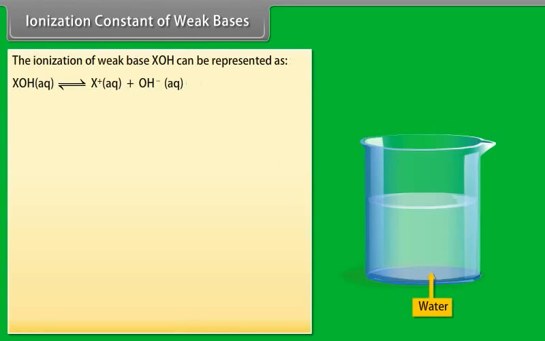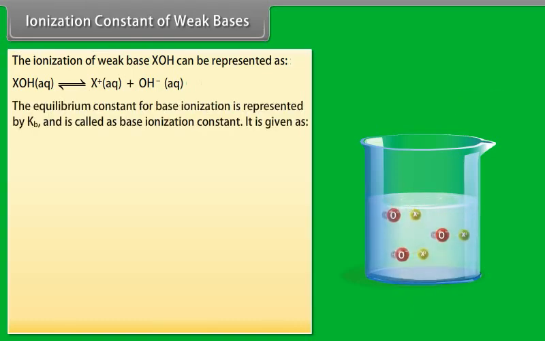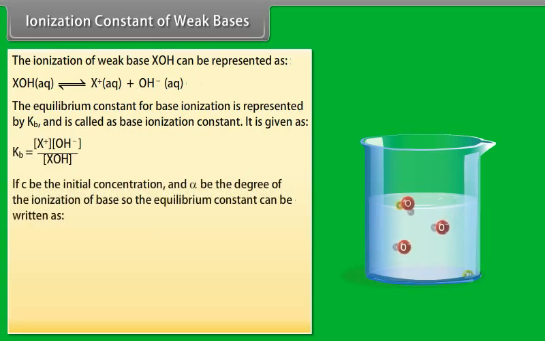Ionization constant of weak bases. The ionization of weak base XOH can be represented as follows. The equilibrium constant for base ionization is represented by Kb and is called the base ionization constant. If C is the initial concentration and alpha is the degree of ionization of the base, the equilibrium constant can be written as Kb is equal to C alpha squared by 1 minus alpha.